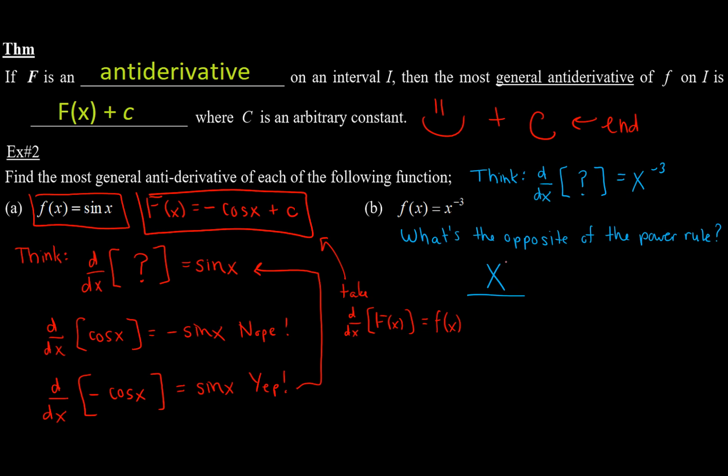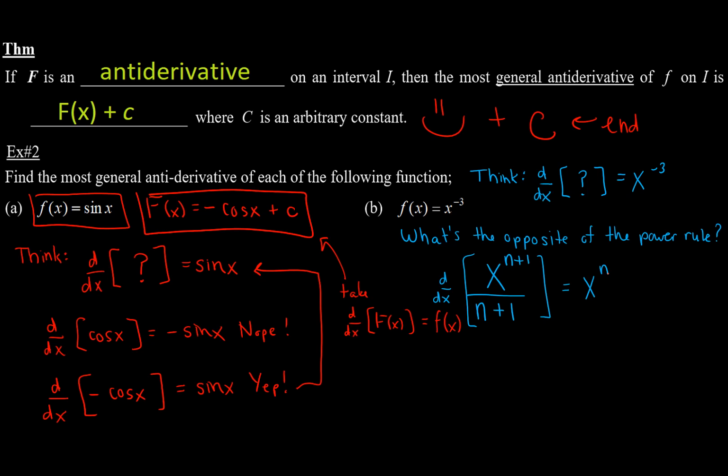But what power is it? Keep in mind that the power rule takes away 1. So the opposite of the power rule will be to add 1. And then instead of multiplying by that power, we're going to divide by that power. So if I take the derivative of this, whoops, erase that mark, if I take the derivative of this, it will give me x to the n.